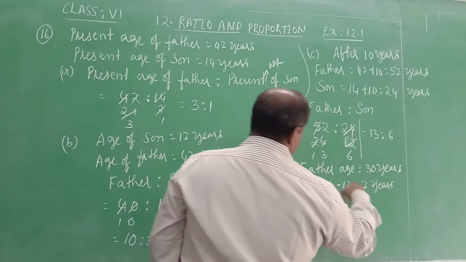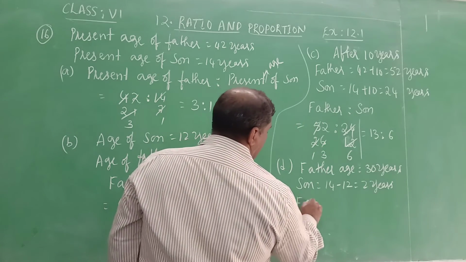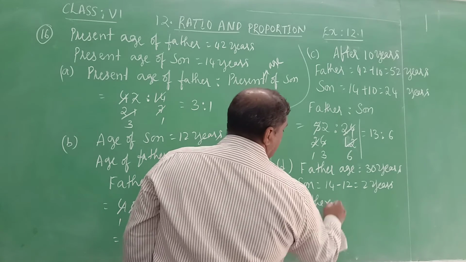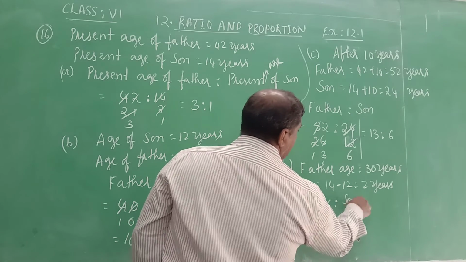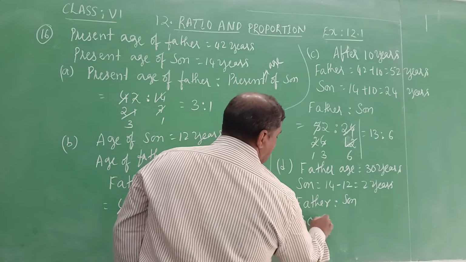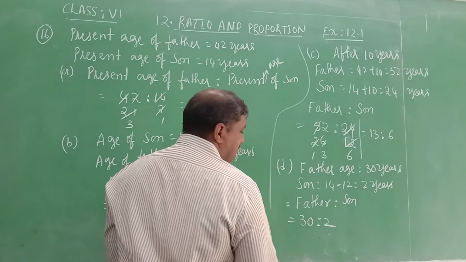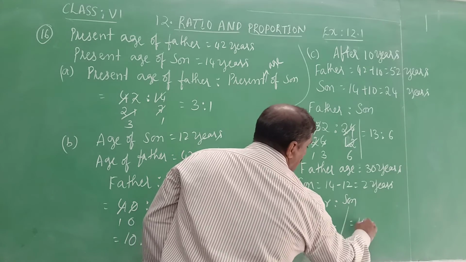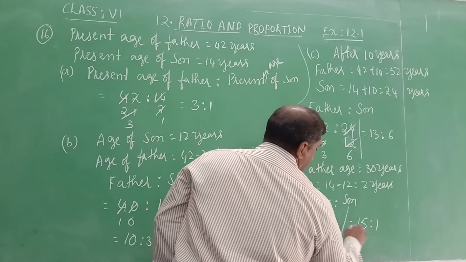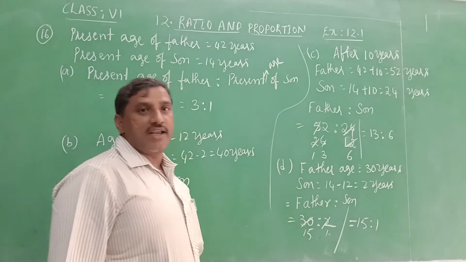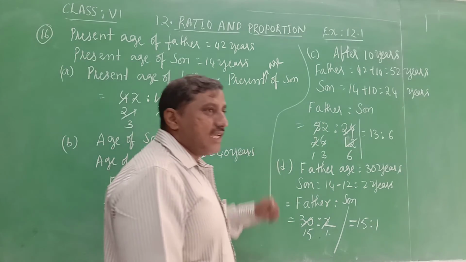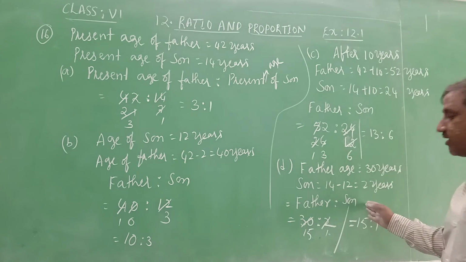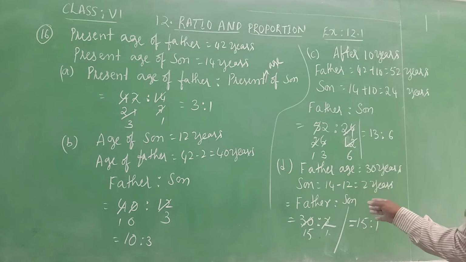Now the age of father to the age of son is 30 is to 2. 2 ones are 2, 2 15s are 30. Therefore, the ratio is 15 is to 1. 15 is to 1 is the ratio of the age of father when he was 30 years to the age of son when he was 2 years old. Is it clear, children? Yes.